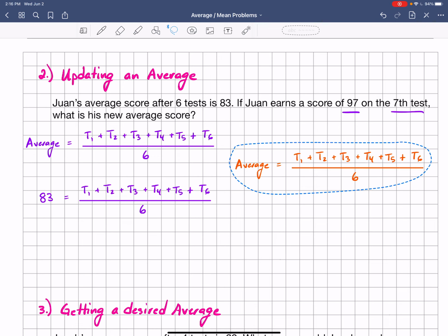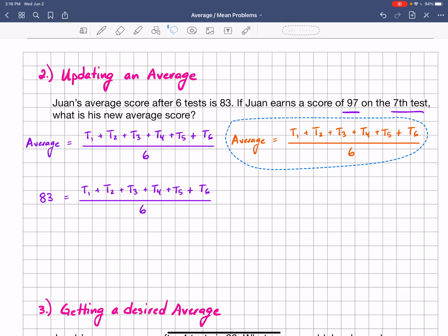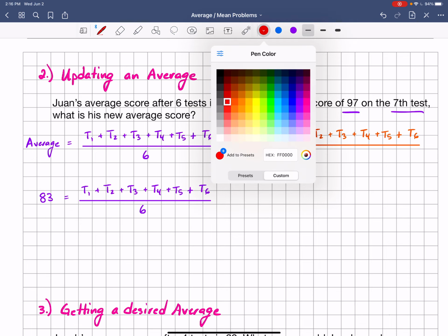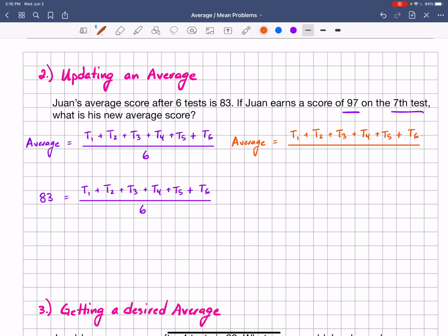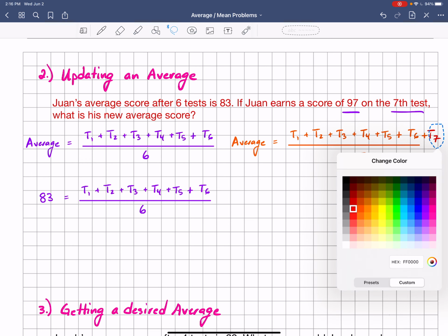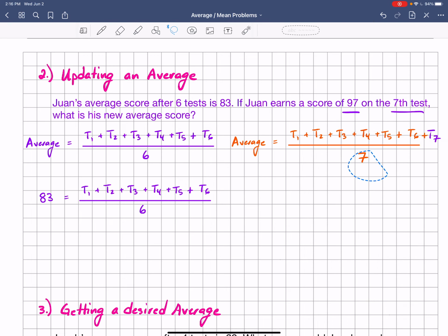So we have ourselves set up for 6 tests, but we need to add one more test, and we need to change the denominator now. So we have to add one more test score, the 7th test, and then we need to divide by 7. More specifically, I'm going to change these to purple, so we can see that these two numbers are changing.